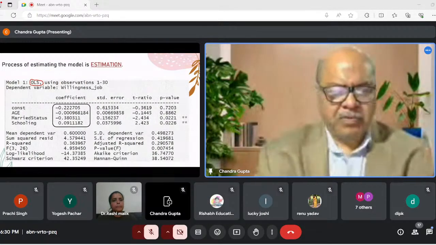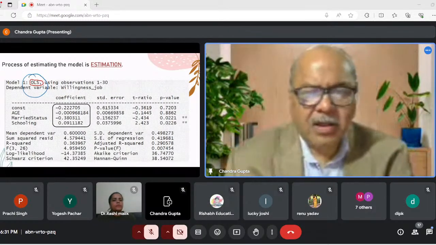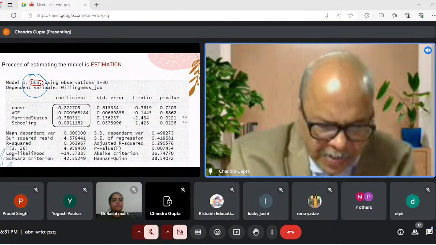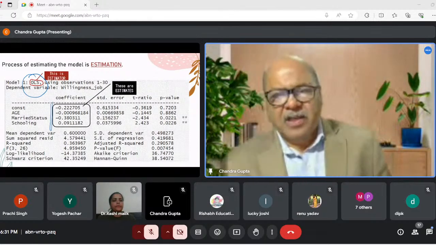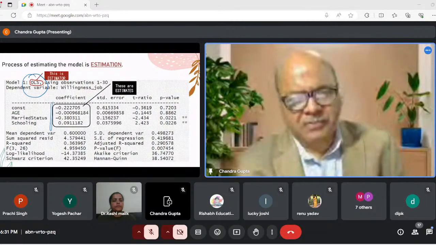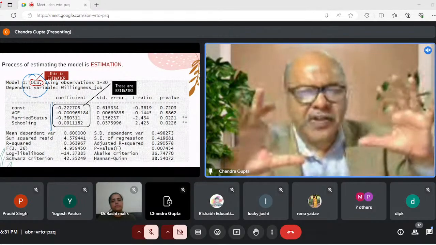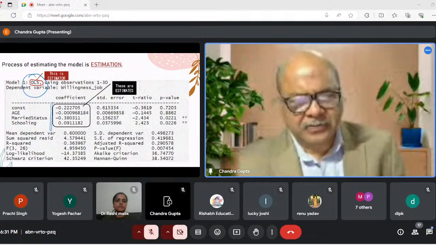So OLS is the estimator, and these actual values which we get, they are the estimates, and the process of getting the estimates is called estimation. That's how we see the difference between estimator, estimate, and estimation.